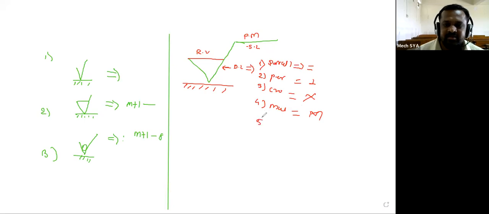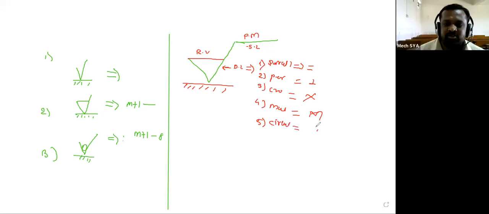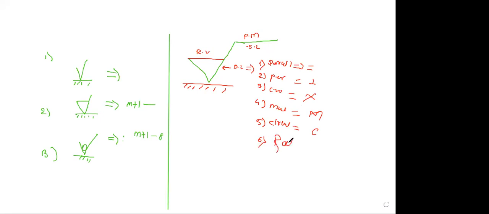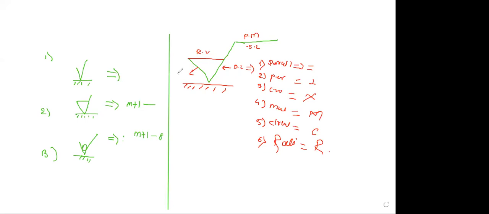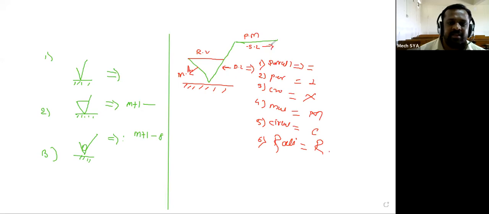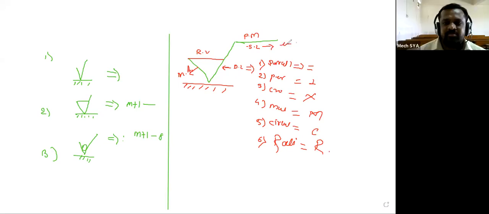Then next, circular, and the symbol for circular is the C. Next, radial, and the symbol for radial is R. Then this portion indicates the machining allowance. Here, tell me what is meant by the sampling length? The length taken for checking purposes.